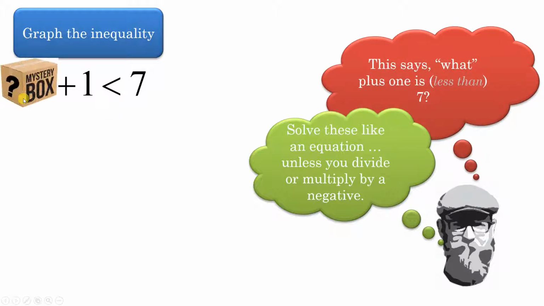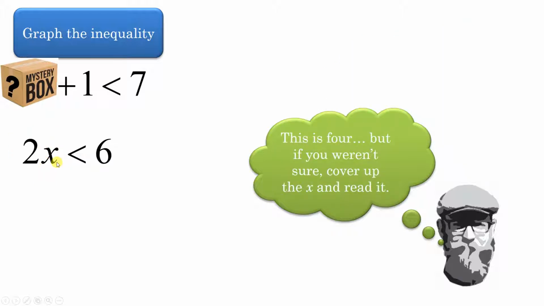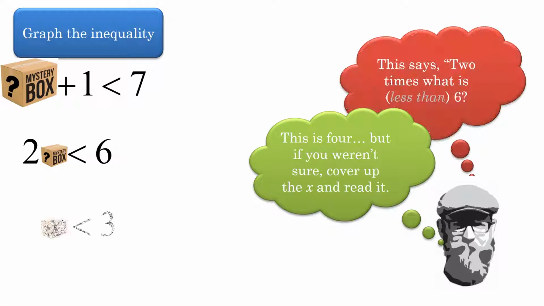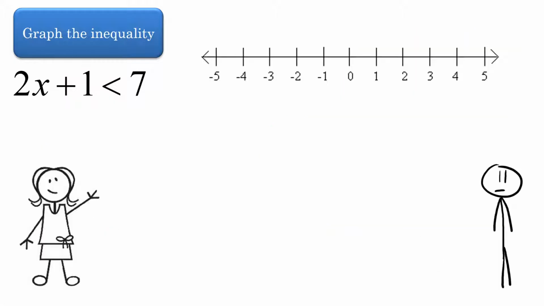So this right here, it says 2 times what plus 1 is 7. Well, what plus 1 is 7? Well, 6, right? 6 plus 1 is 7. So this 2 times x was going to be equal to 6. So what times 2 is 6? Well, 3, right? 2 times 3 is 6. So x is less than 3. And that means we're going to have an open circle on 3 because 3 almost is the answer.